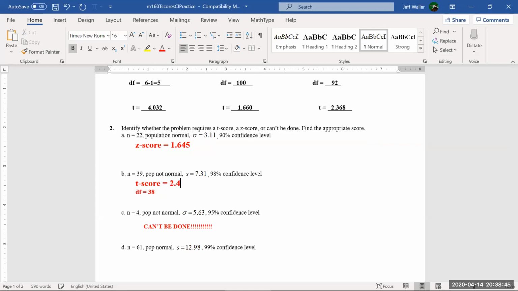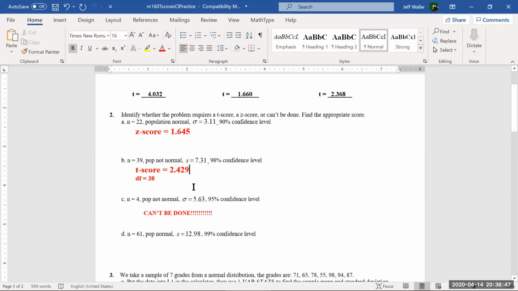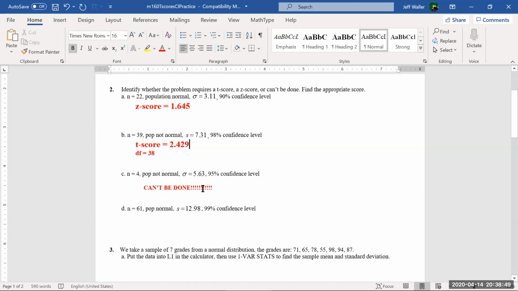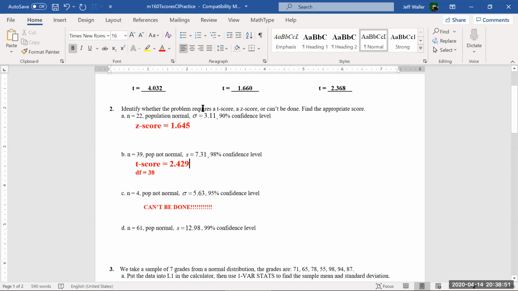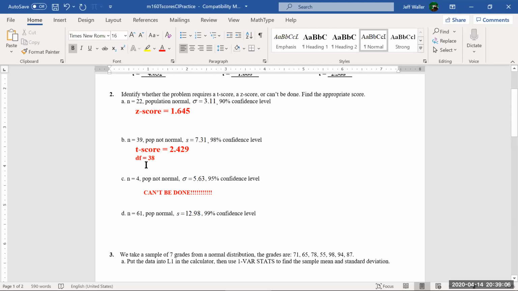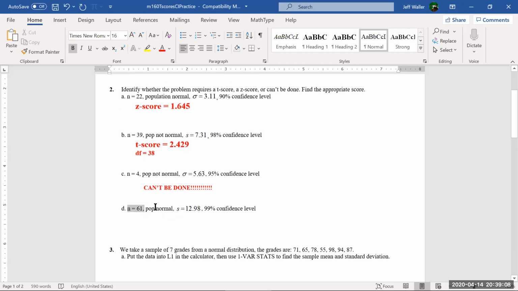Was it 2.429? Was that your card? I hope so. We already did C. But just to really make sure, you see how I knew sigma? And it's normal. Z-score. It's normal because the n is greater than 30. I don't know sigma, therefore t-score. That's how you tell which one to use: which standard deviation do you know. So the last one is normal for damn sure. I know S, I don't know sigma, therefore I must use a t-score.